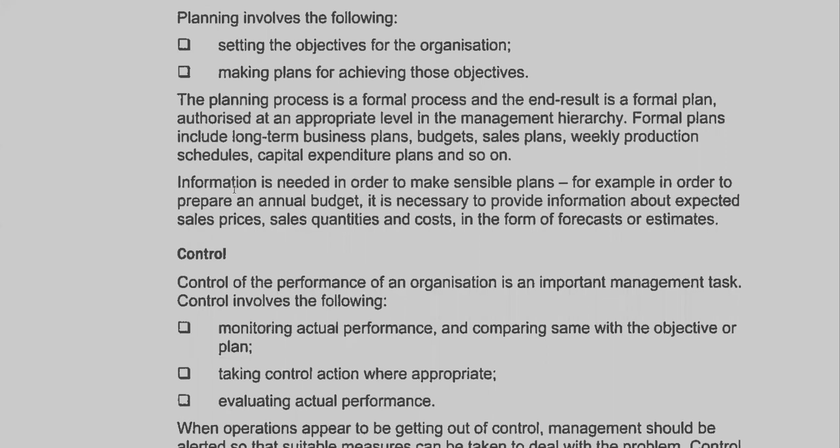So information is needed in order to make sensible plans. For example, in order to prepare an annual budget, it is necessary to provide information about expected sales prices, sales quantities, and costs in the form of forecast or estimates. Okay, so mostly we plan with budget and forecast. Are you getting it? In the organization. And this is how you need to talk about planning, which involves the setting of objectives and showing how these objectives can be achieved. There are also levels of planning which still involves the three levels of management. We'll come and look at Anthony's hierarchy later and understand the levels of planning.